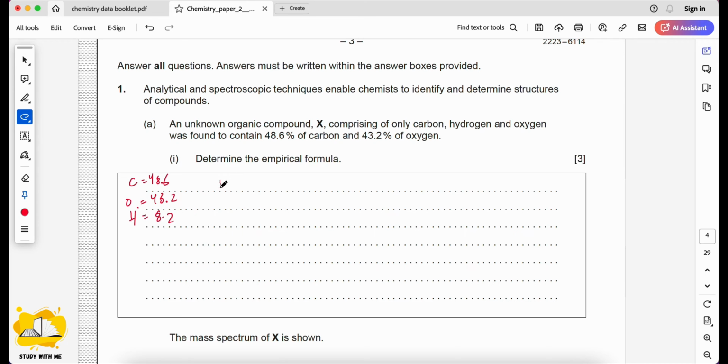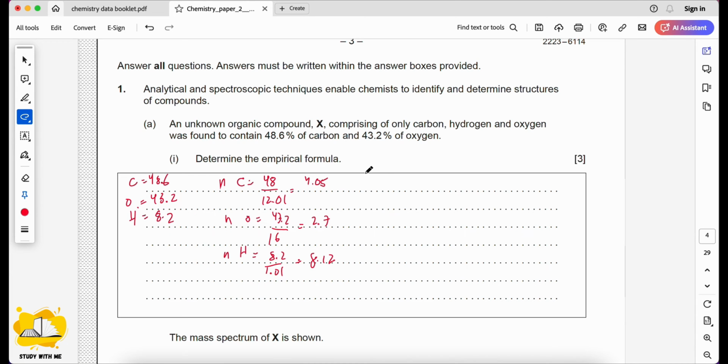So we need to find the moles for each of these elements. For carbon, 48.6 divided by 12.41, that would be 4.05 mole. And for oxygen, that would be 43.2 divided by 16, that would be 2.7 mole. And for hydrogen, that would be 8.2 divided by 1.01, it's 8.12.